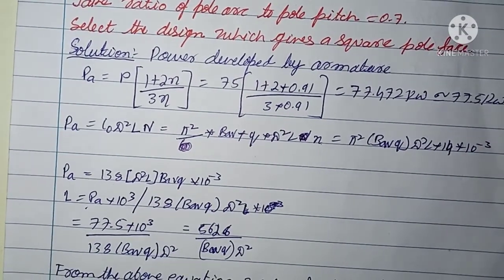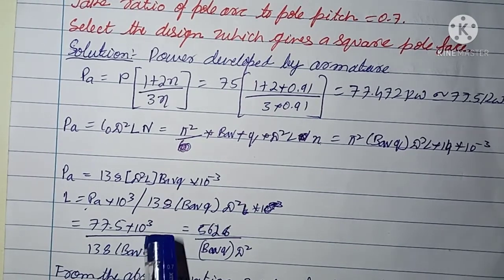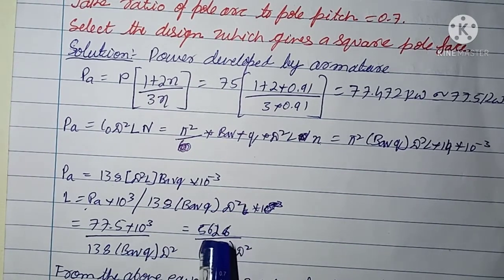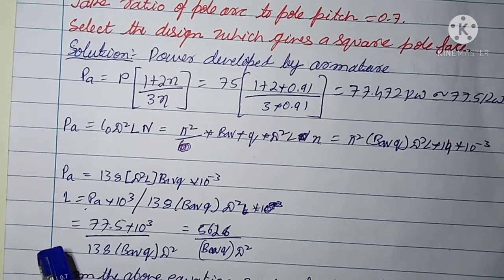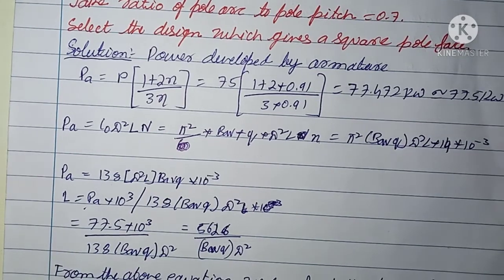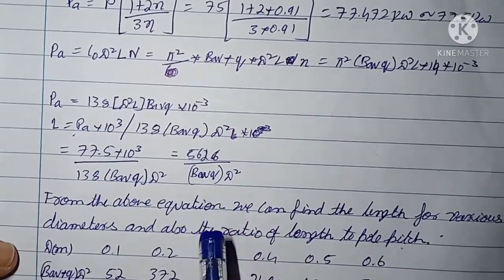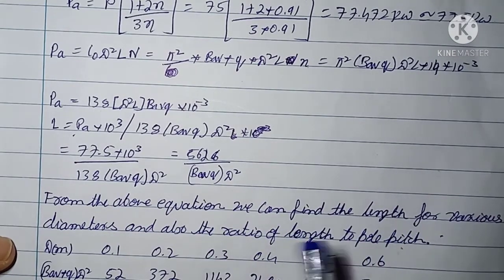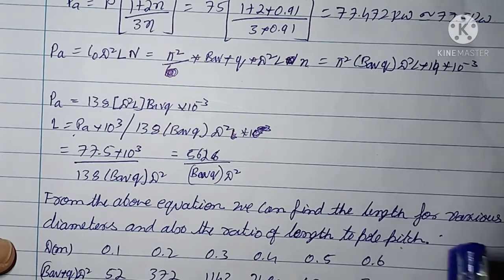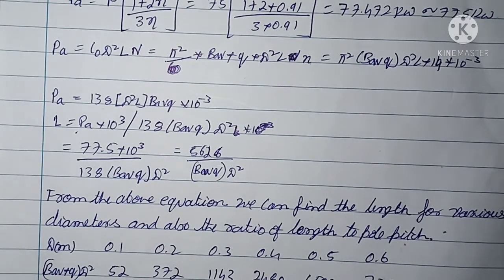Next, for different diameters, you can see L is here. This product is given to us, and the variation is with D. So for different D, we'll be finding out the values for L. From the above equation, we can find the length for various diameters and also the ratio of length to pole pitch.